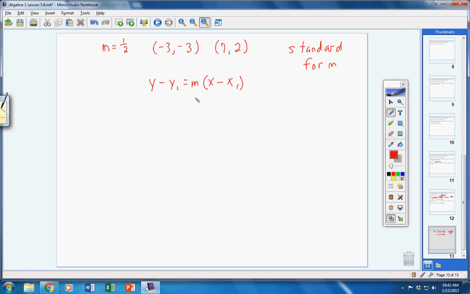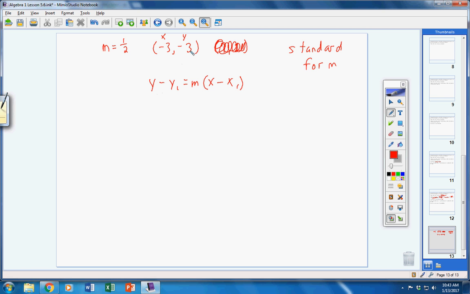Now, look guys, it doesn't matter which point you use for this model, but you only want one. So cross one of them off. I'm going to cross this one off. It doesn't matter which one you use. So here's my m, here's my x, here's my y.